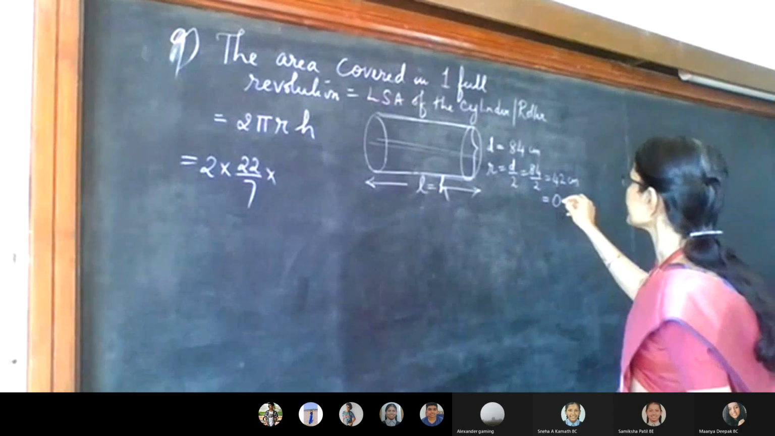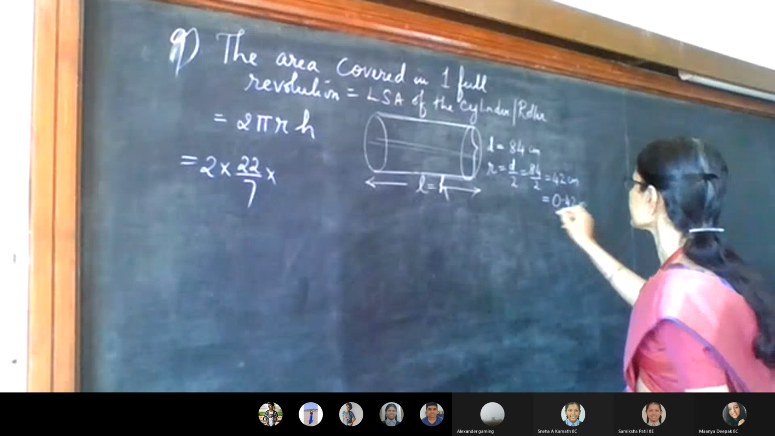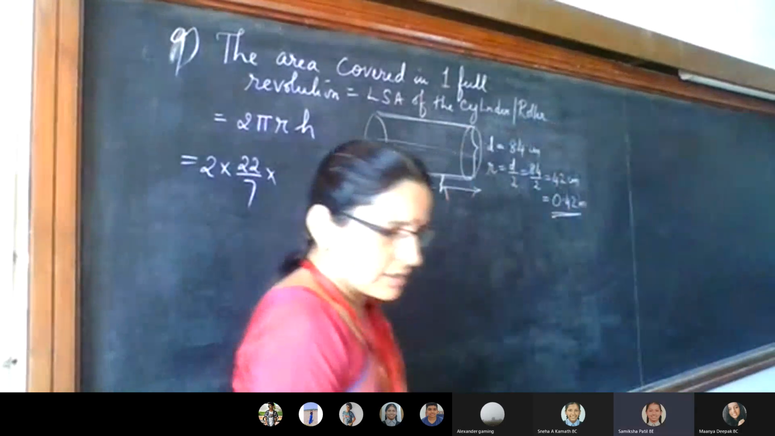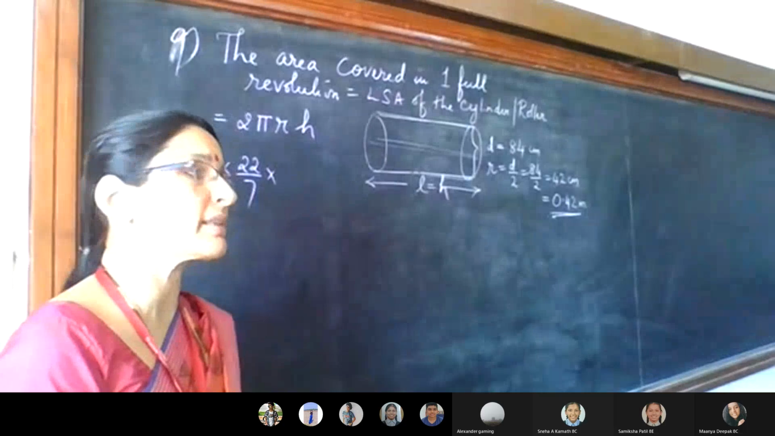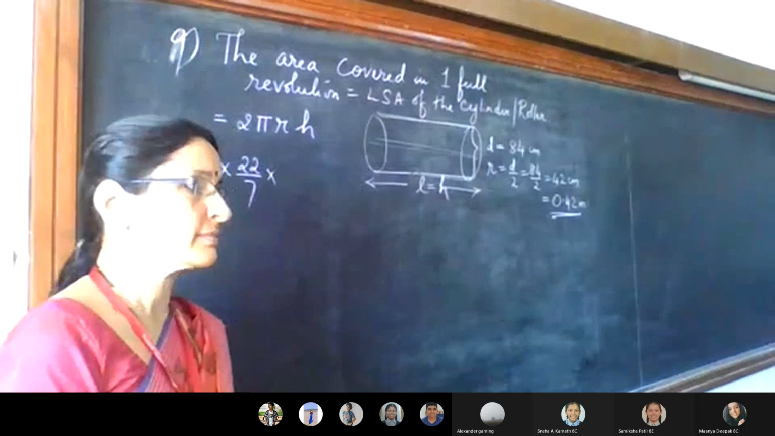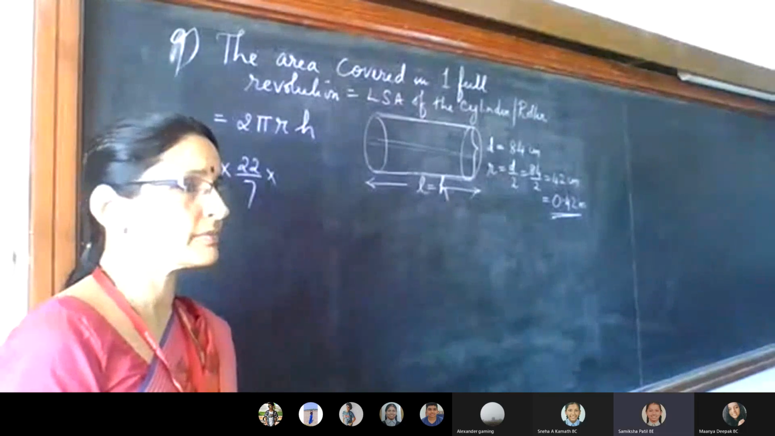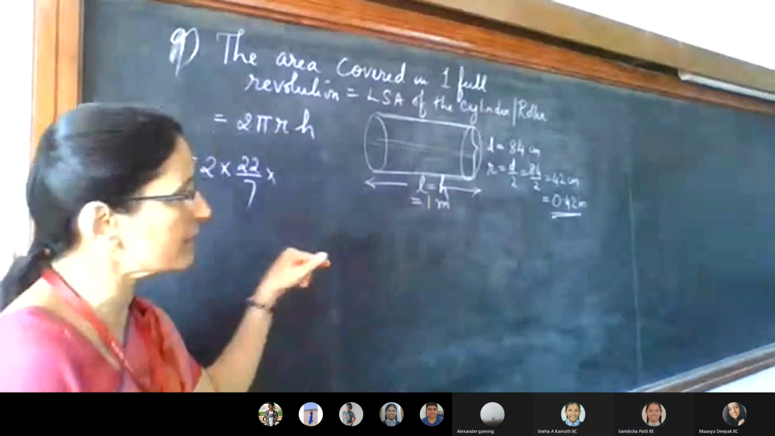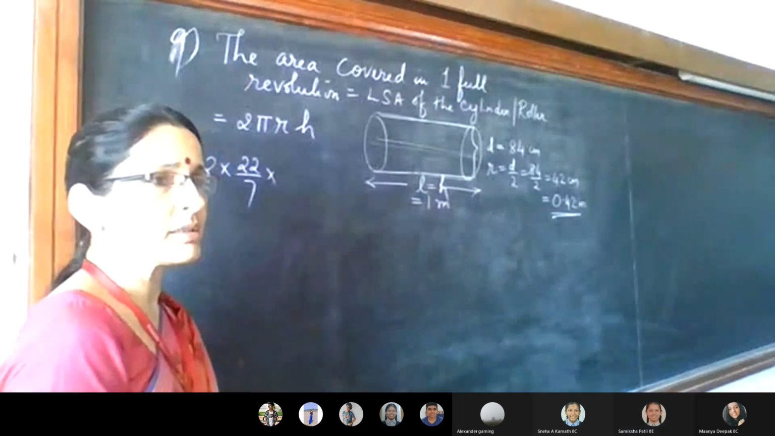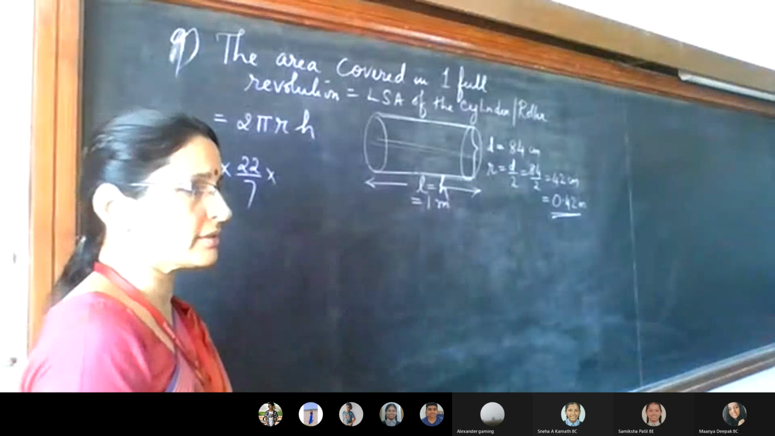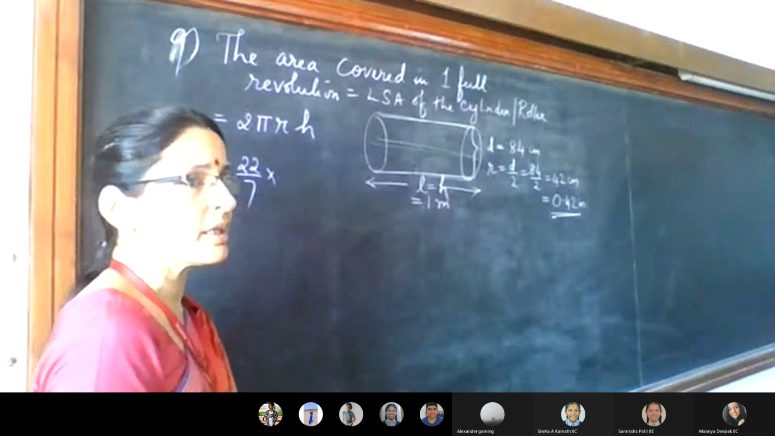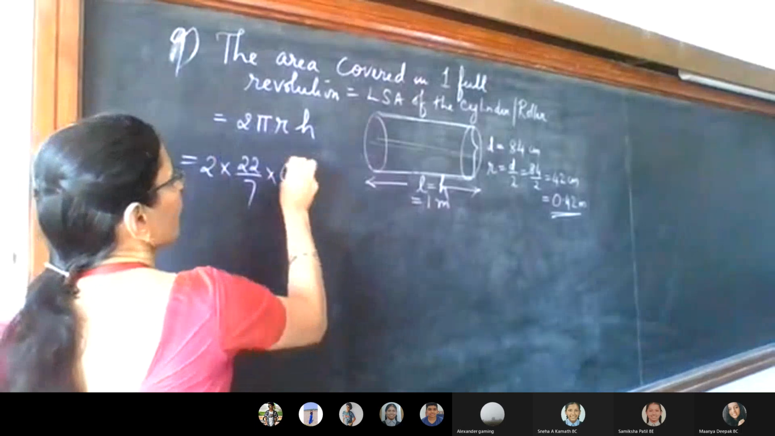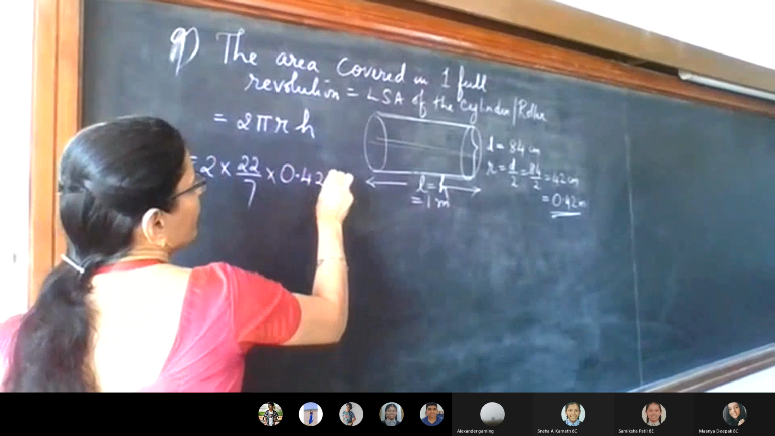Let me write it in meters. Can you tell me the reason? Length is given in meters, so I will go for meters. So 42 is divided by 100, because 1 meter is 100 centimeters. Conversion from centimeter to meter, divide, 0.42 meter. So I will insert the same into the formula.